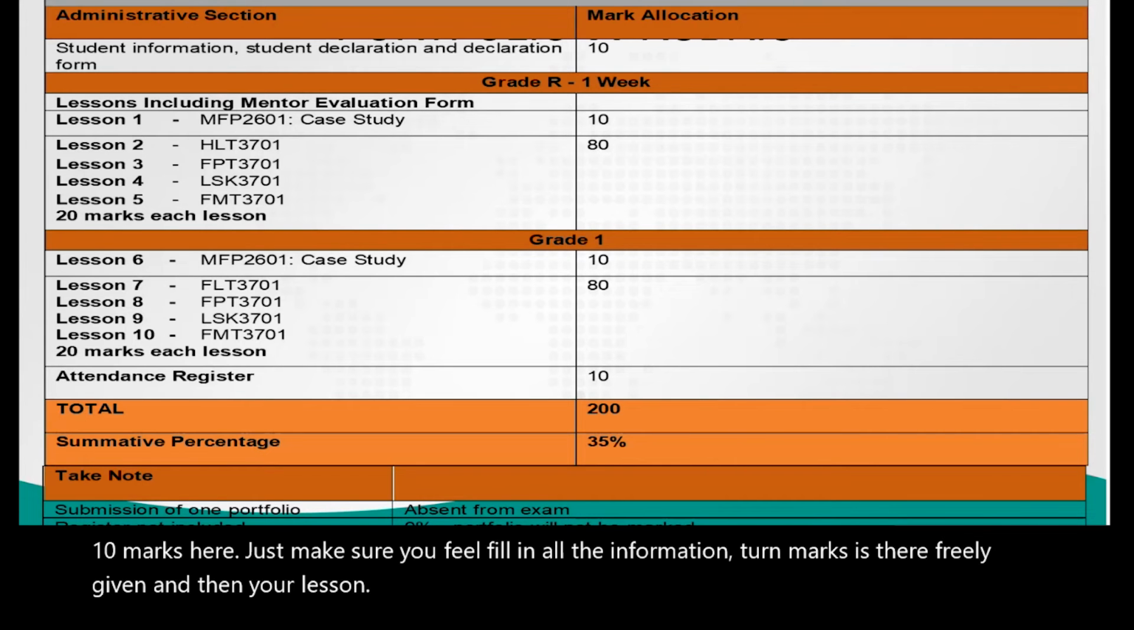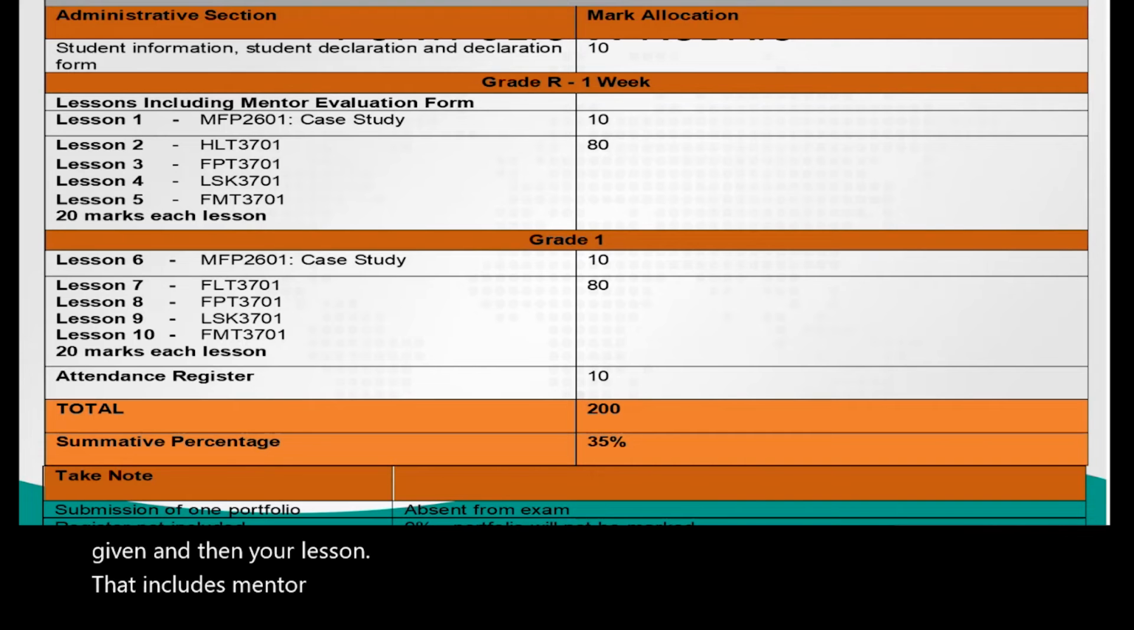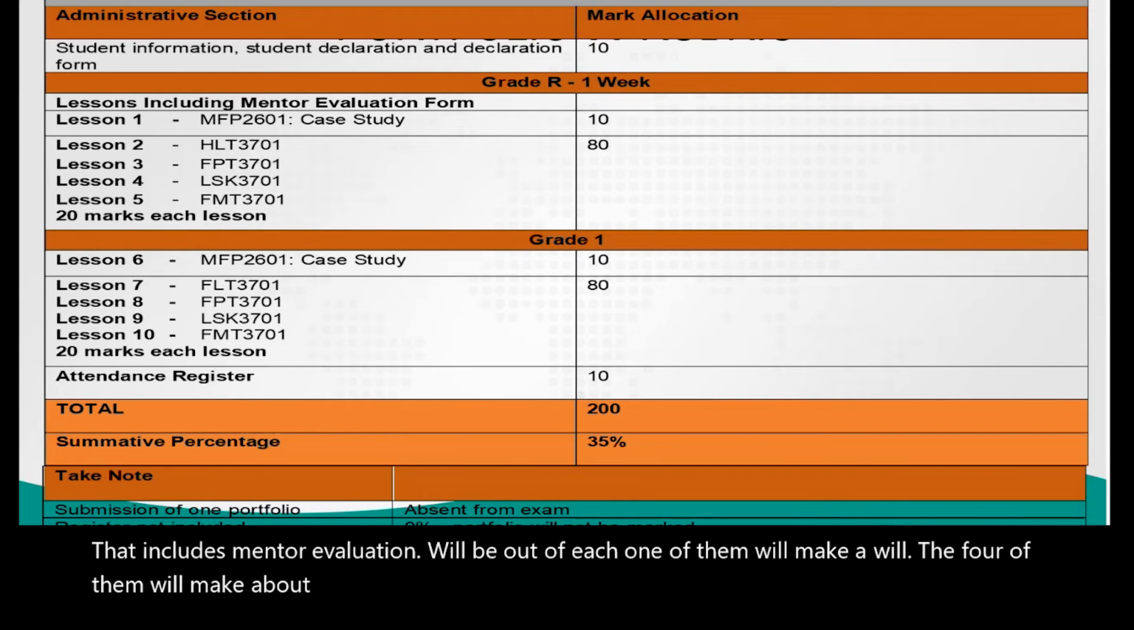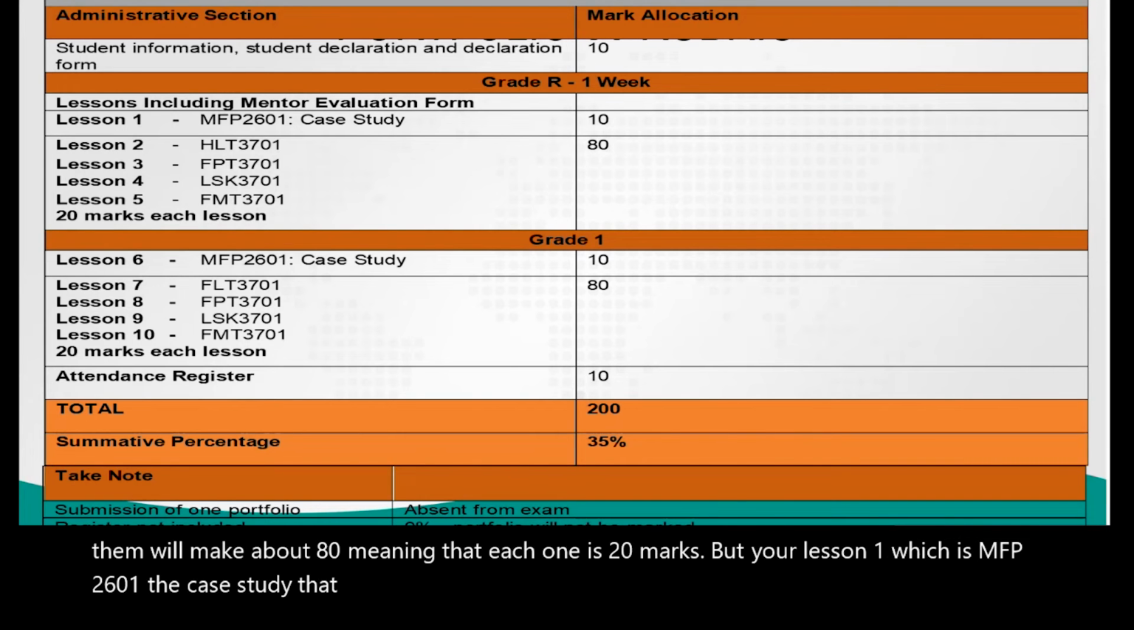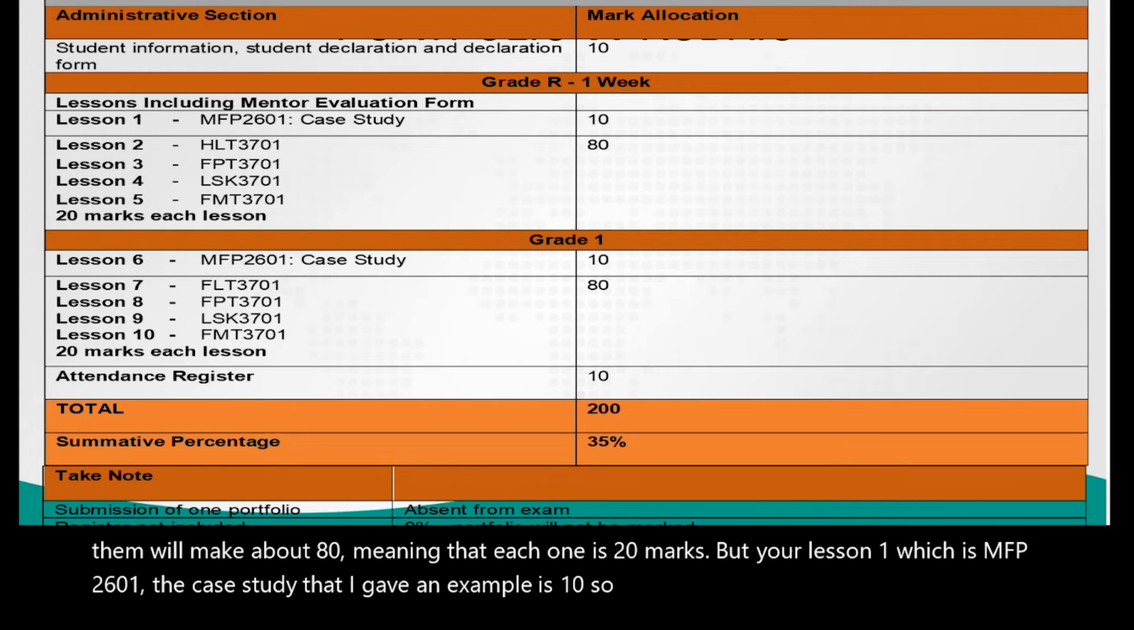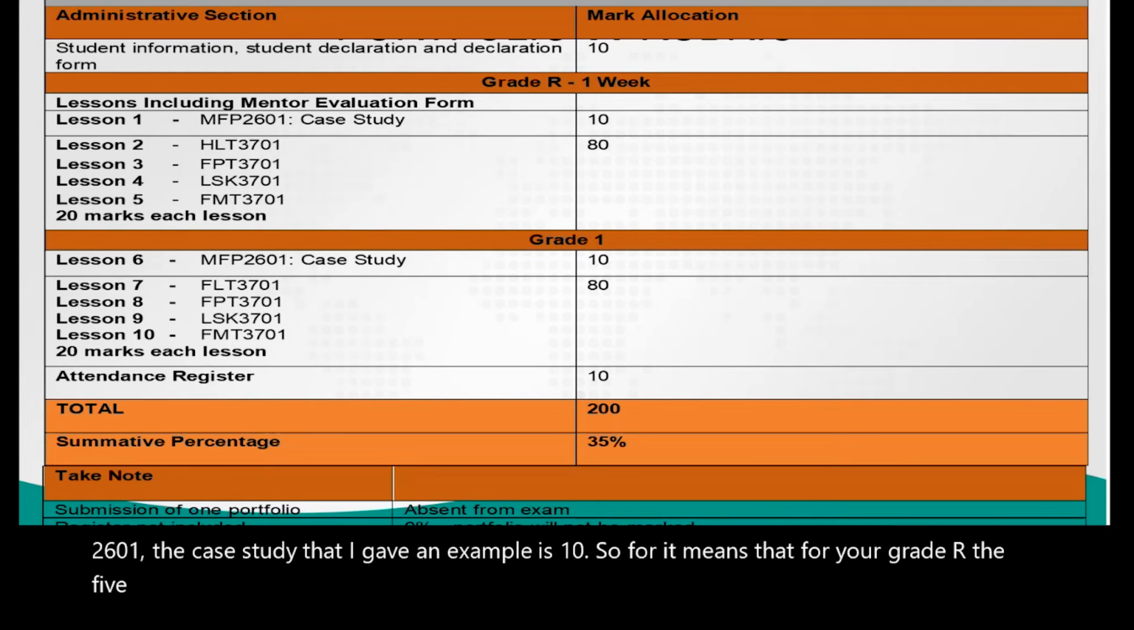And then your lessons, which include a mentor evaluation: the 4 of them will make about 80, meaning that each one is 20 marks. But your lesson 1, which is MFP 2601, the case study that I gave as an example, is 10. So it means that for your grade R, of the 5 lessons, the first one is a case study, worth 10 marks.